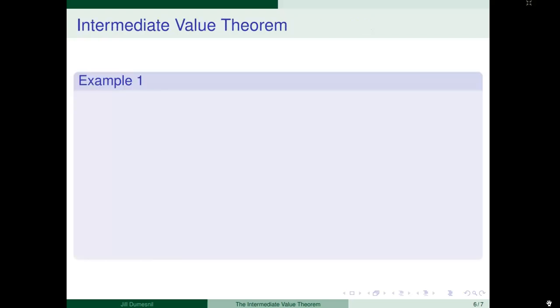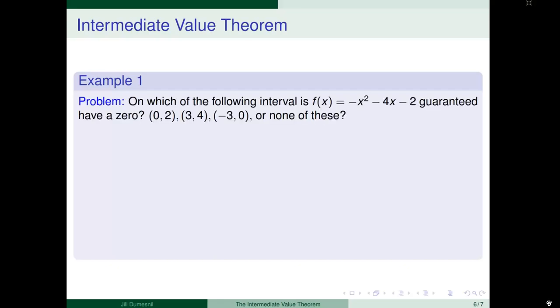Let's consider another typical problem. On which of the following intervals is the function f of x equals -x squared minus 4x minus 2 guaranteed to have a 0? The interval from 0 to 2, the interval from 3 to 4, the interval from -3 to 0, or none of these.